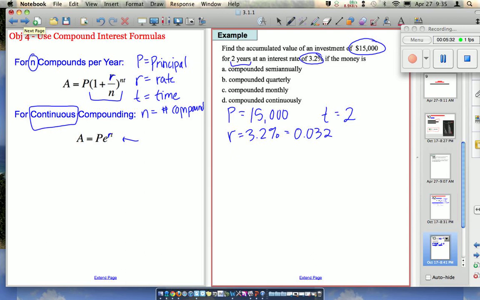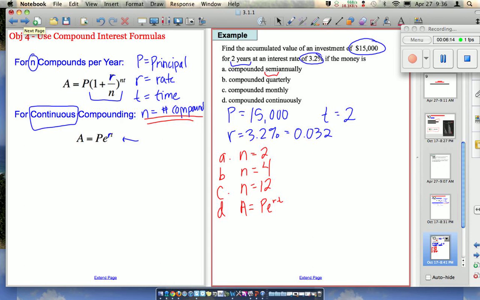Then for question A, that's where I'm told the number of compounds, the n value. So for A, my n value is 2. For B, my n value is quarterly, so I'm going to do it 4 times. Remember, semi means twice a year. For C, it looks like monthly, so we know there are 12 months in a year. And for D, it's continuously, so we're going to use the formula A equals P e to the rT, because n is constantly, it's as many times as we can that year. So let's take a look at what this will mean.